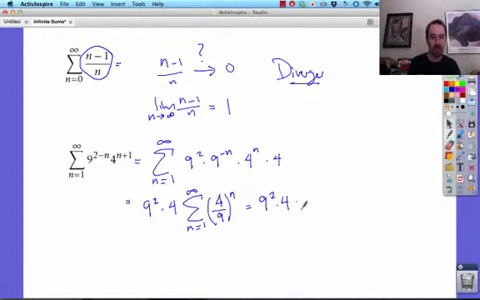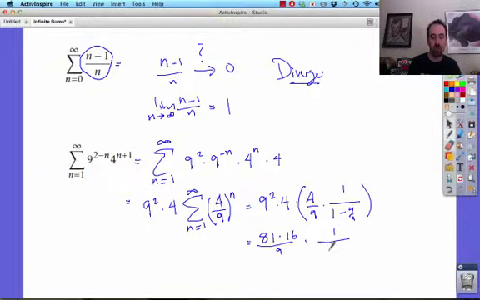times 4 times. This is going from 1 to infinity, not from 0 to infinity. So I'm going to do it times the first term, which is 4/9, times 1 over 1 minus 4/9. Okay? So this is 81 times 16 over 9 times 1 over 5/9. Okay, cancel that, cancel that. I get 81 times 16 over 5, whatever that is.